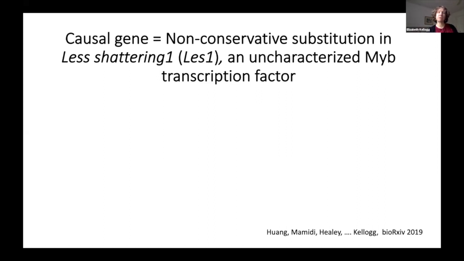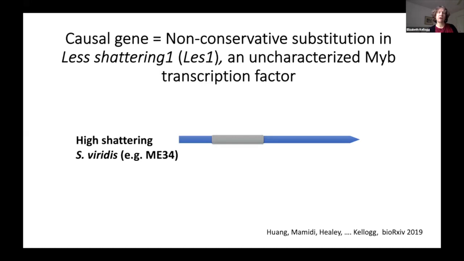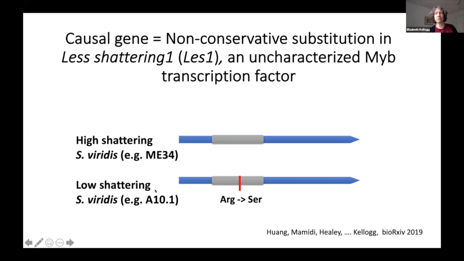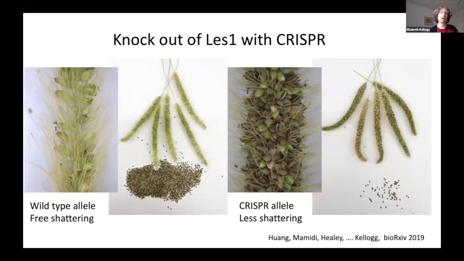It's an uncharacterized MIB. So there's a high shattering line, which happens to be ME34, and there's a low shattering line, which is the reference, in which there's a point mutation that causes a non-conservative amino acid substitution. So to validate that, this was knocked out with CRISPR. So here's the wild type allele over here, free shattering, and then the CRISPR line is substantially less shattering. Once again, it's not a complete abolishment of shattering, but it's a lot less.